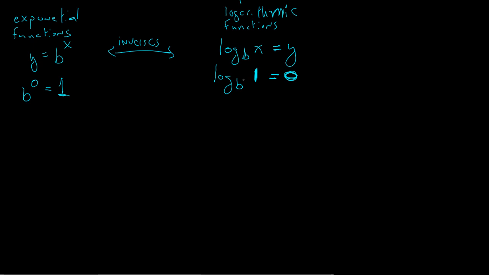Logs cannot have 0 in their functions. Right? 0 for a log is undefined. It's like trying to divide by 0 in this case. But log base b of 1 is equal to 0 because that's how you get the inverse here. All right. Any number to the 0 power is 1, and any number to the first power is b again.